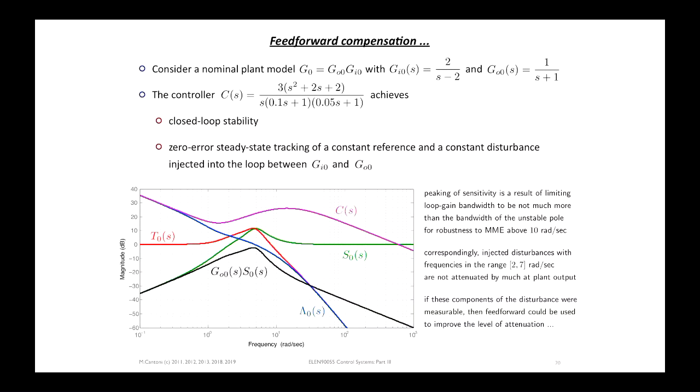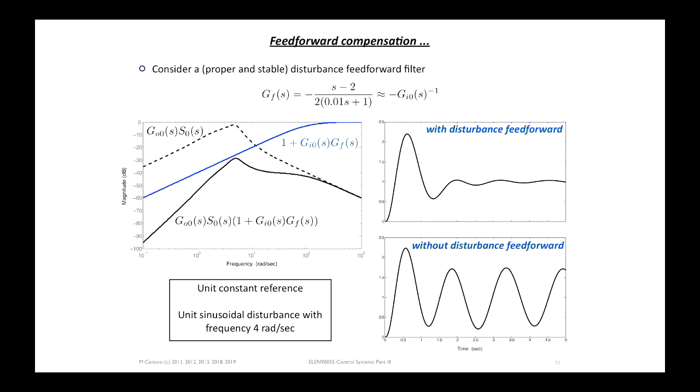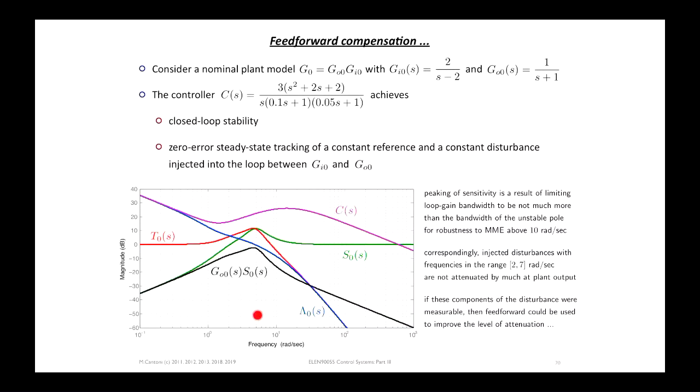And this is just a little example that shows you, again, where there's something that's stopping you from pushing the crossover frequency to the right, which causes the sensitivity to peak up, right? Because we've got an unstable pole, okay? That means that the output signal is very sensitive to an input disturbance at the right frequency, at frequencies around here.